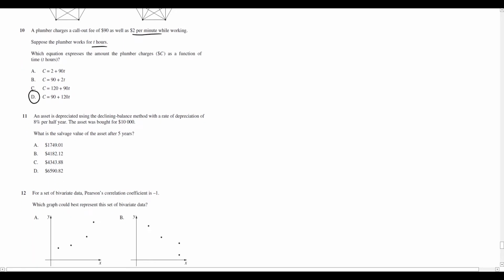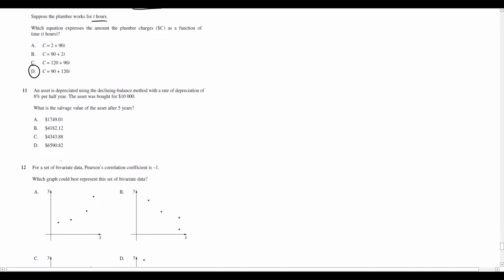All right, part 11. An asset is depreciated using the declining balance method with a rate of depreciation of 8% per half year. The asset was bought for $10,000. So what is the salvage value of the asset after 5 years? All right, so our formula for this is very, very similar to the compound interest formula. So it pretty much looks like this. So our salvage price is equal to our initial price times by 1 minus the depreciation rate, and then all to the power of the number of compounding periods. Okay, so P is equal to 10,000.